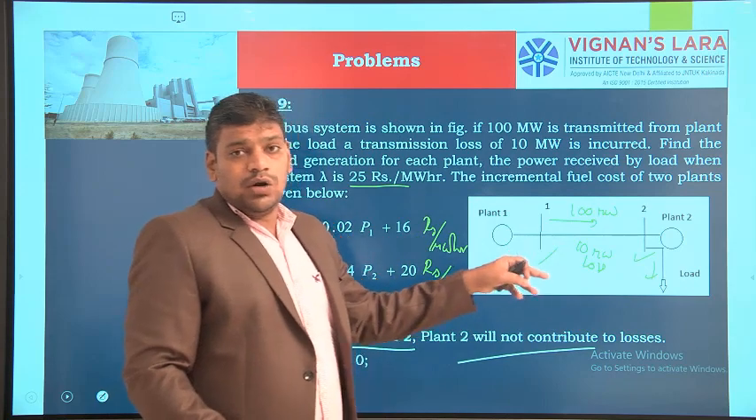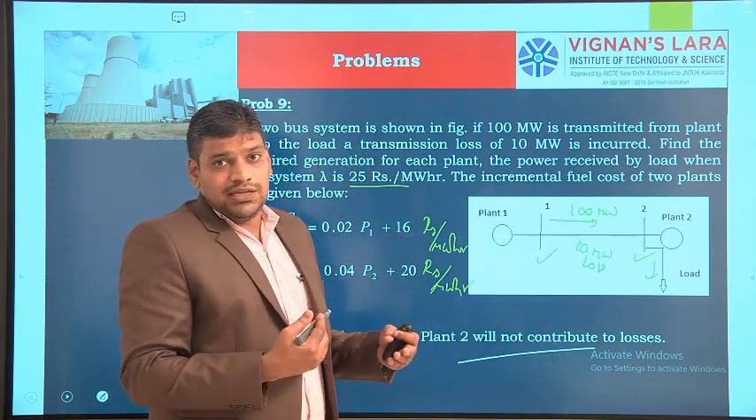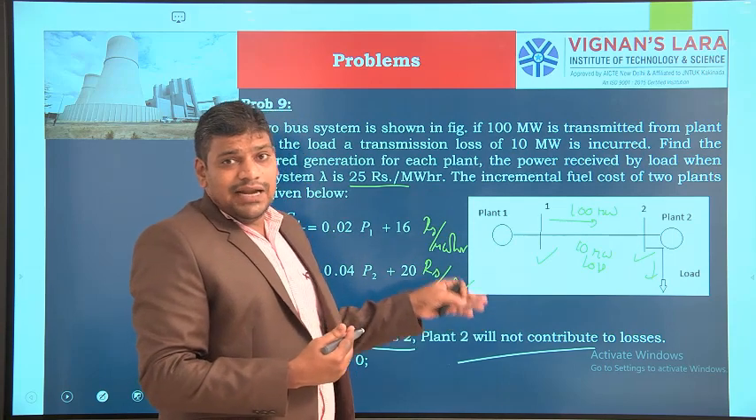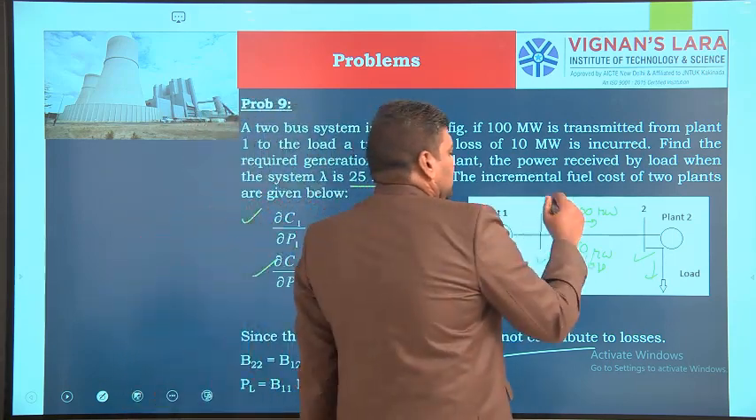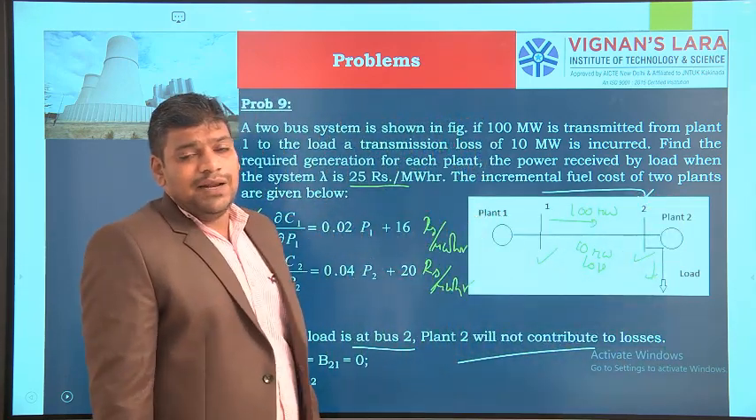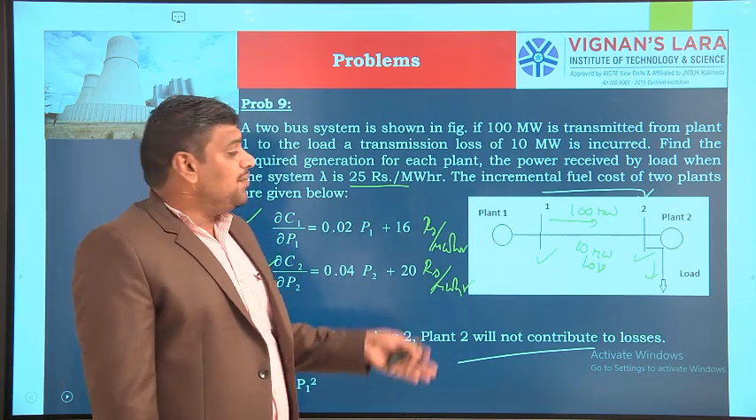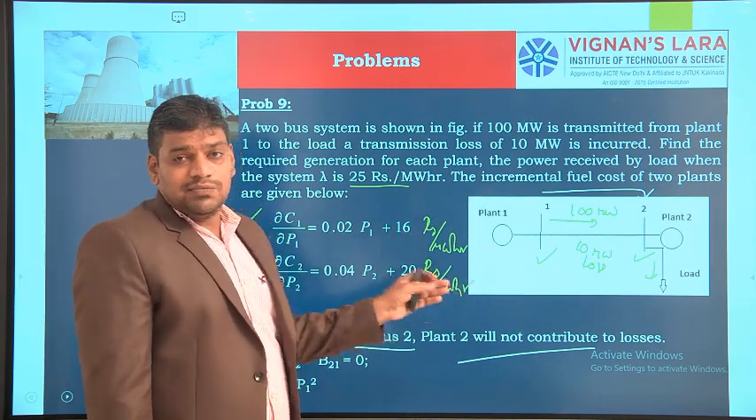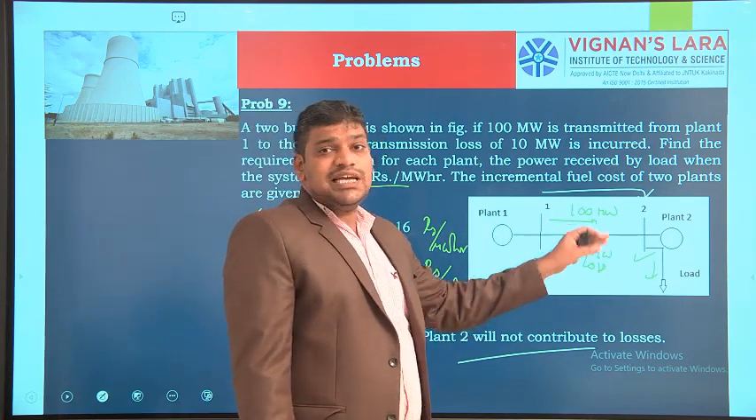If plant 2 wants to supply the load, there is no need to transfer power to the transmission line. But in contrast, if plant 1 needs to supply the load, plant 1 generation must flow through the transmission line. The power must be transferred from plant 1 to plant 2 through the transmission line.